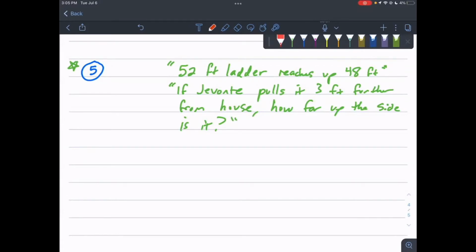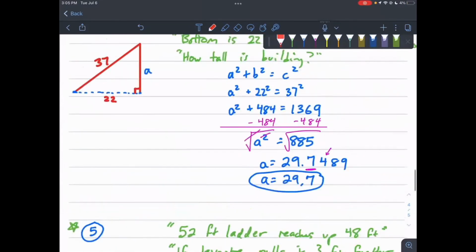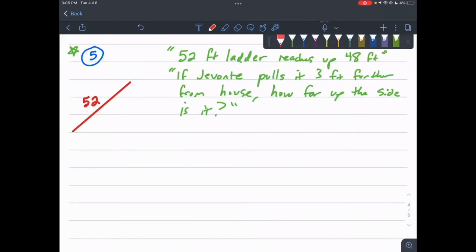Okay, so first off, we've got a ladder that's 52 feet. And we've got it reaching up 48 feet. And the thing is, we don't know how far it is from the bottom of the house. So first off, we're going to figure out what that number is. We don't know what this is. Typically, you use an X, but since we're doing Pythagorean theorem, I'll just go ahead and call this B. Hopefully, you recognize we've got this right triangle here, and the longest side is the 52. So that's going to be our C.